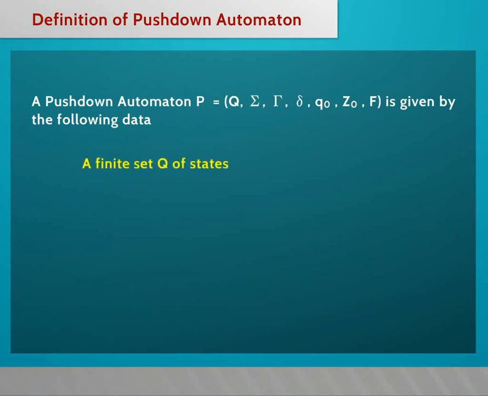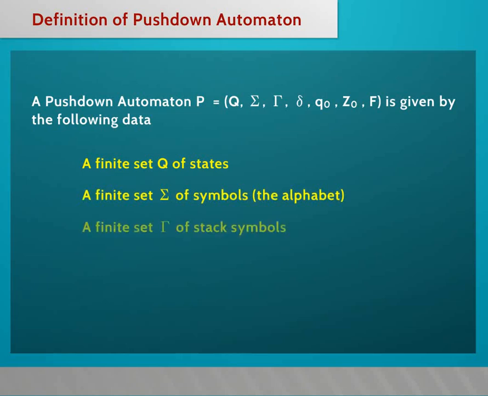A finite set Q of states. A finite set Σ of symbols, that is the alphabet. A finite set Γ of stack symbols. A transition function δ: Q × (Σ ∪ {ε}) × Γ → P_fin(Q × Γ*).